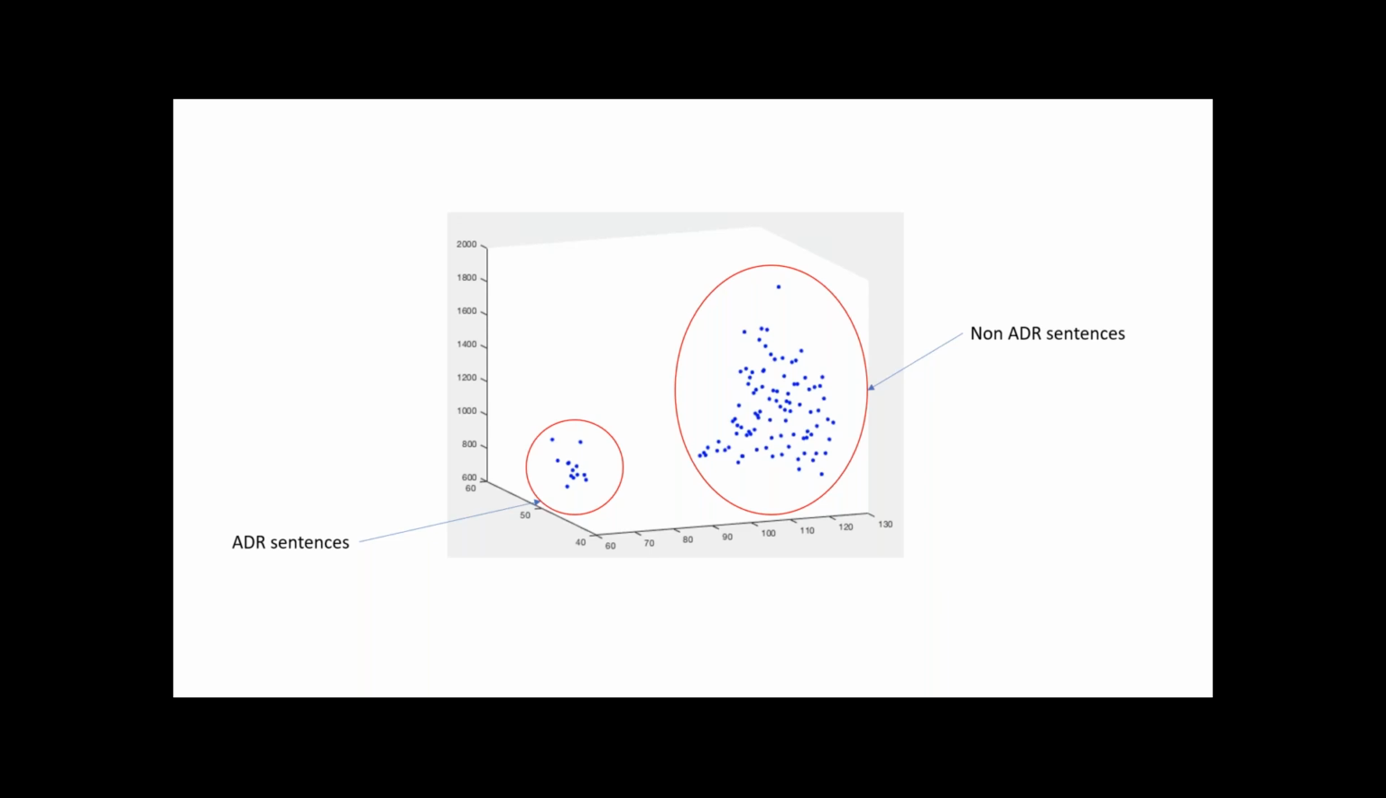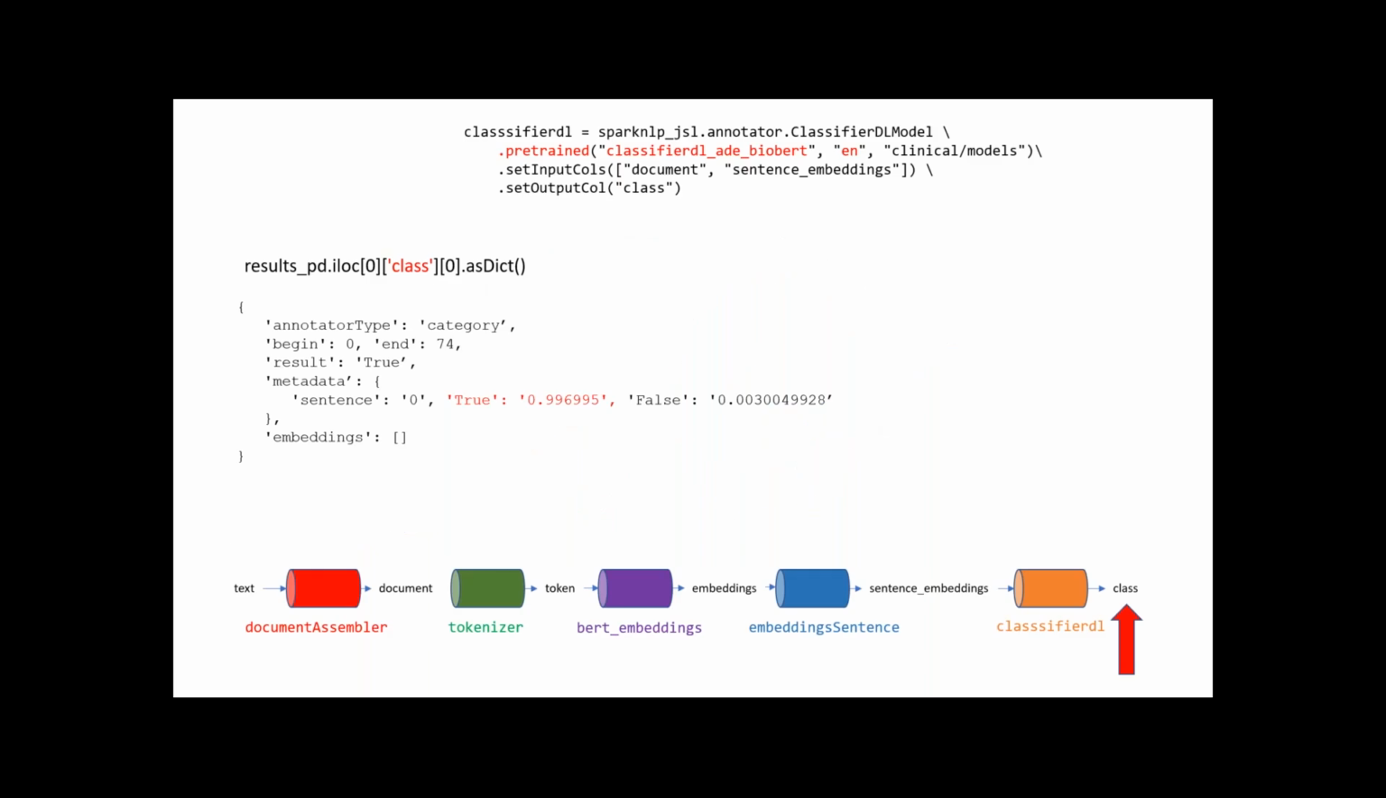And once we have a new sentence, we just need to represent the sentence in this space, put this additional blue dot in the space, and see in which part of the space it is falling. If it is on the left, it will be classified as an ADR sentence, and if not, it will be classified as a non-ADR sentence. This is basically the idea. And this is what this classifier pre-trained model is doing.